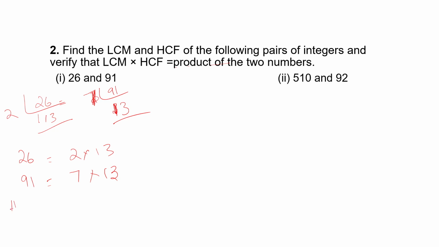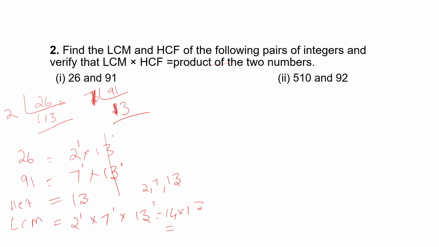Okay, so what is the HCF? You know HCF is the common factor of those, so 13 is the HCF. What is the LCM? Highest power of all the factors. So what are the factors here? 2, 7 and 13, all three are there. What is the highest power of 2? 1. What is the highest power of 7? That is also 1. What is the highest power of 13? That is also 1. So you'll get 14 into 13. Please multiply by yourself.